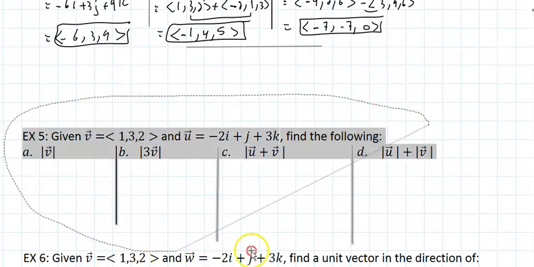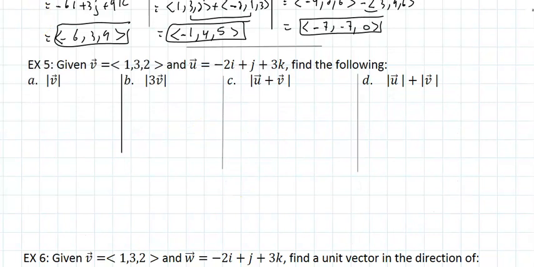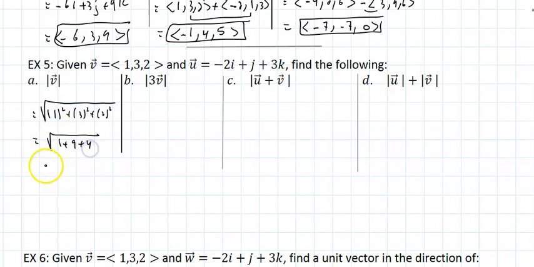Magnitude works the same way in 3D as in 2D. If I want to find the magnitude of V, that is the square root. Normally we say the I component squared plus the J component squared. We'll just add the K component and square it, and there it is. That is the square root of 1 plus 9 plus 4. The magnitude of vector V is the square root of 14.